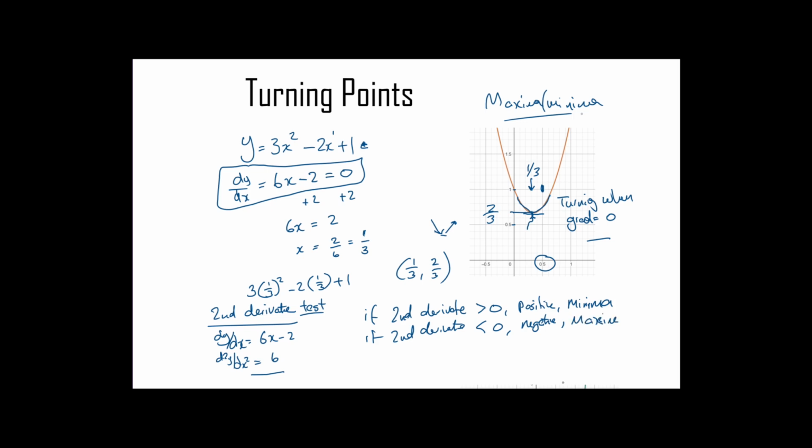And there is no local maxima on this graph. It's a parabola. A parabola only has one hump. So therefore we can say using calculus that this has a minima at x equals 1/3 and y equals 2/3 at that point. Okay.